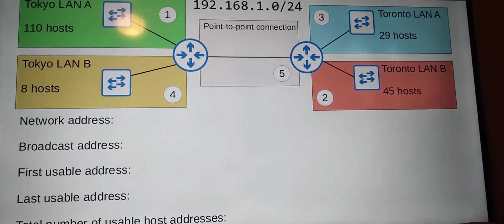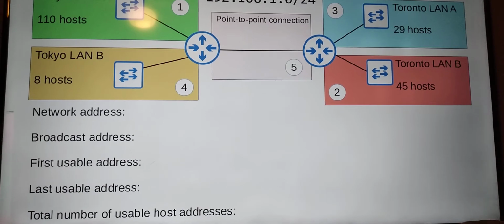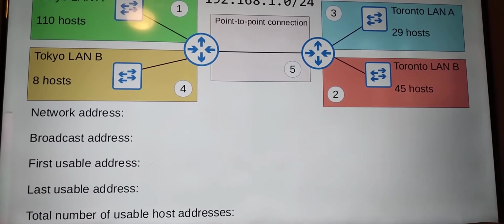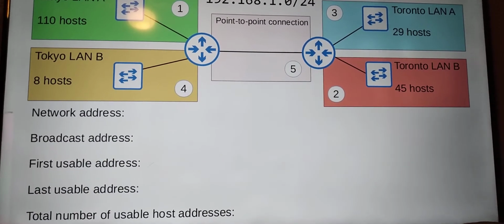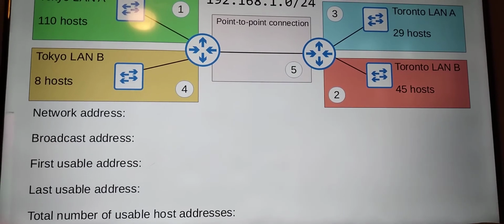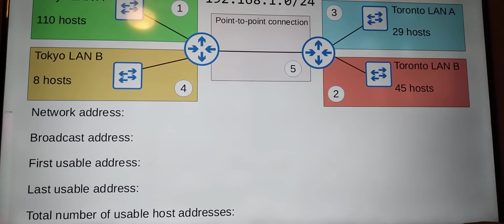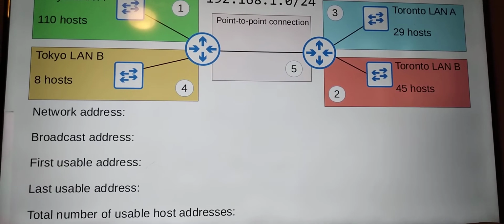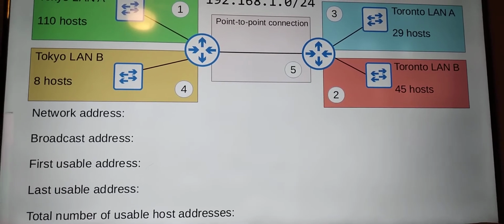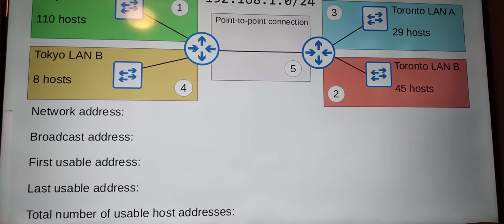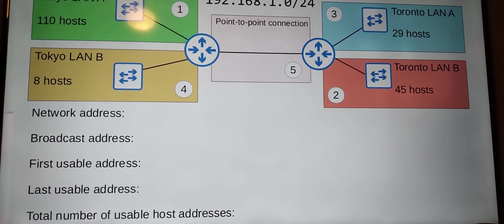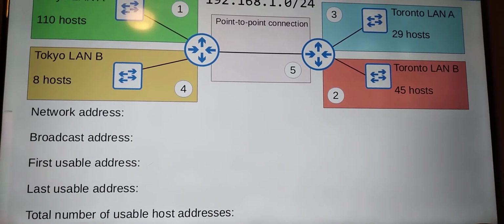First, we will go to Tokyo LAN-A, needs 110 hosts. And then Canada LAN-B, 45 hosts. Then Canada LAN-A needs 29 hosts. And then Tokyo LAN-B needs 8 hosts. Last, the point-to-point connection between the two routers.